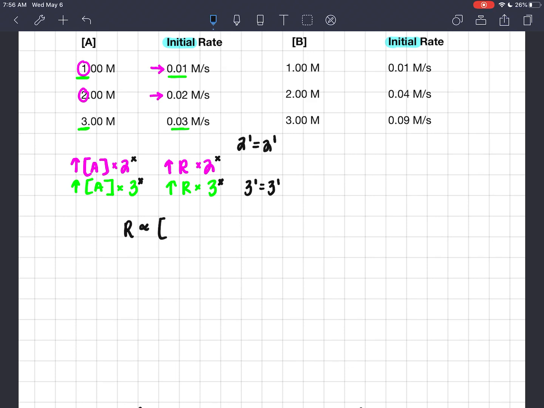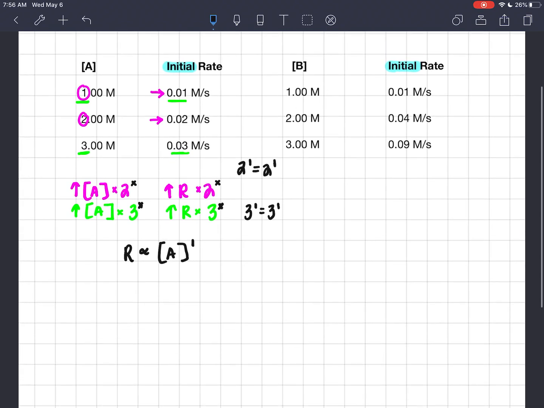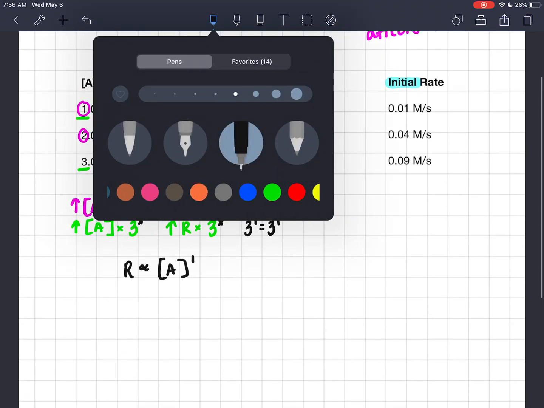So my rate is directly proportional to my concentration of A raised to the first power. If I double A, r is going to experience the same change. It's going to be raised to the same power, 2 to the same power. If I triple A, r is going to be tripled as well because it's going to be raised to the power of 1. But let's see if that holds for B.